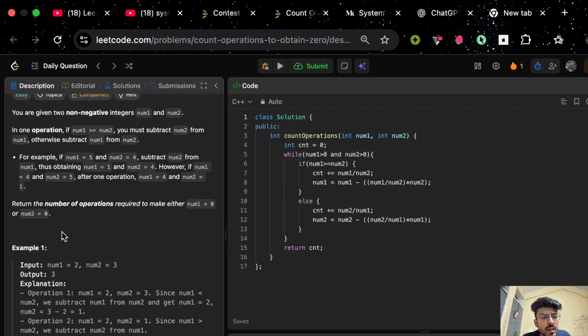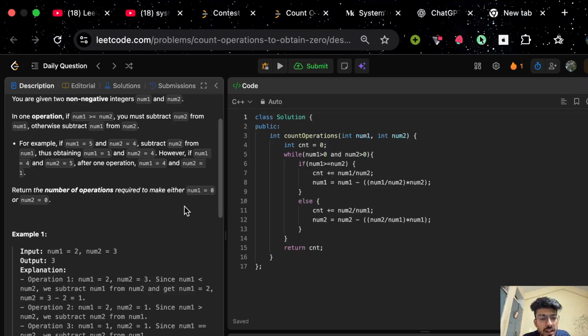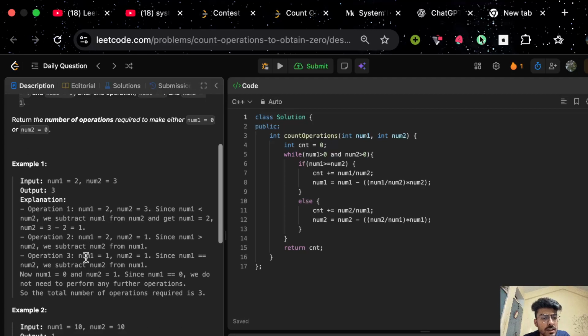You have to return the number of operations required to make either num1 equal to 0 or num2 equal to 0. So you have to find the number of operations that is required to make either of the numbers 0. So let's see the example test cases.